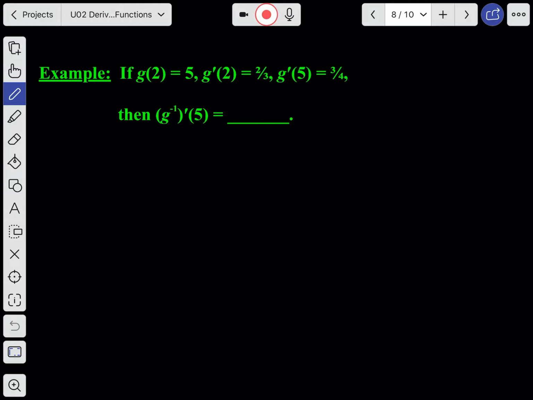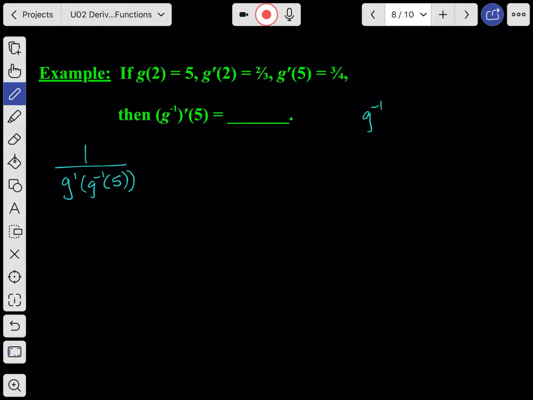This time we don't have a function, we just have some stuff. We've got if g of 2 is 5, g prime of 2 is 2/3, g prime of 5 is 3/4, then g inverse prime of 5 is what? So a couple of things, we're working with g's now, so I'm going to write my formula in terms of g. So g prime of g inverse at 5 is what we're looking for.